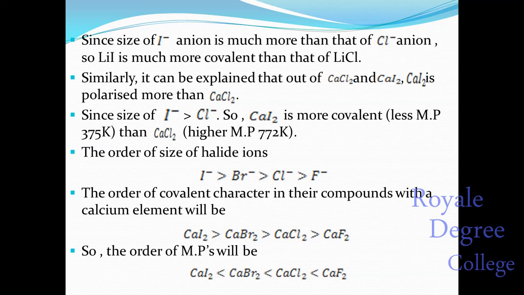So the order of melting points will be like this. Calcium iodide has a lower melting point than calcium bromide. Calcium bromide has a lower melting point than calcium chloride. Calcium chloride has a lower melting point than calcium fluoride. This means that calcium fluoride shows a higher melting point than calcium iodide.